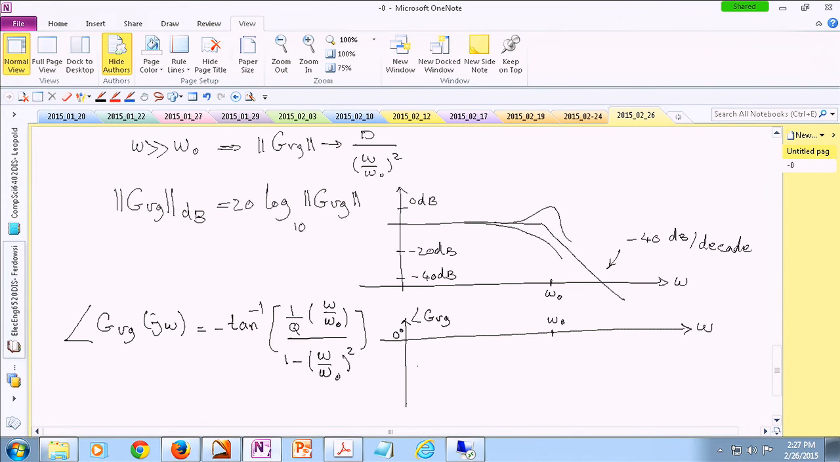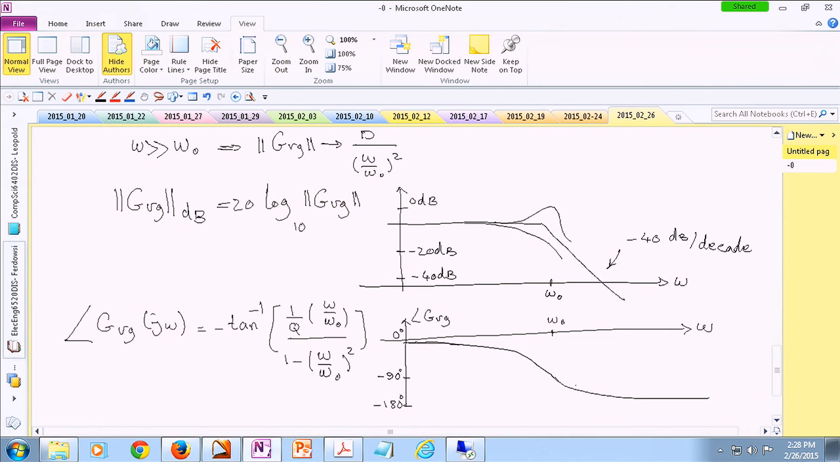This is like 0 degrees, negative 90, and negative 180. You have a behavior like this. Again, it depends on the quality factor. Let me redraw this a little bit better. Something like that. So at low frequencies, this transfer function is basically like a D.